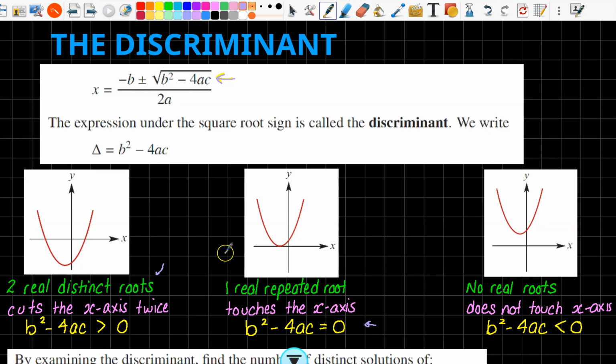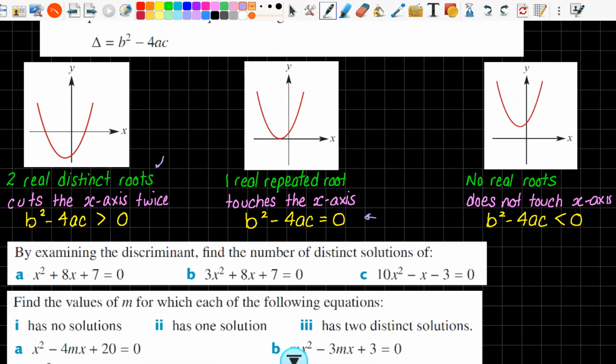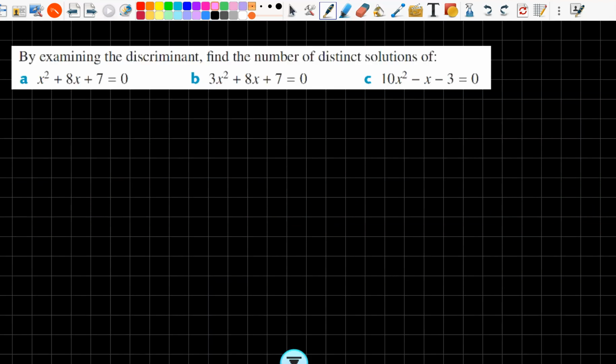Okay, so let's apply it now to some problems. The first one we're going to look at is quite simple. It says, by examining the discriminant, find the number of distinct solutions. First thing we will do is work out our discriminant, b squared minus 4ac. In this case, our b is 8, so it's 8 squared minus 4 times our a value, that's a 1 there, and the c is 7. So we've got 64 minus 4 sevens are 28.